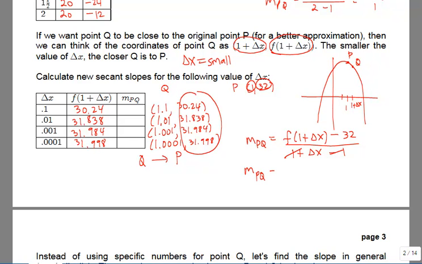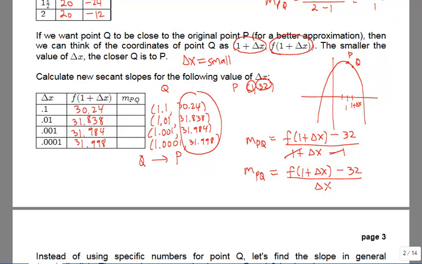So just to simplify our formula here a little bit, the slope of our secant lines is going to be f of 1 plus delta x, which are all the y coordinates of whatever point Q we're looking at, minus 32, the y coordinate of point P, over just our delta x. So again, I'm going to use my calculator to calculate this for me in list 3.